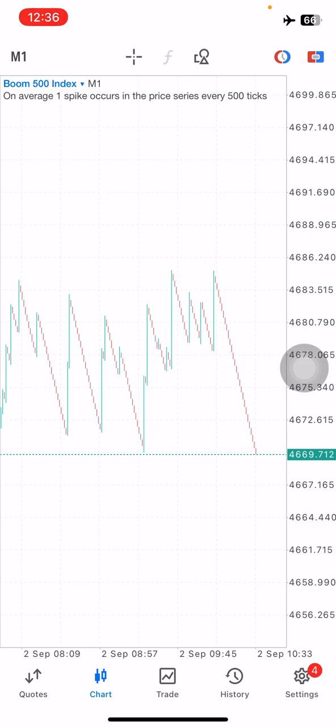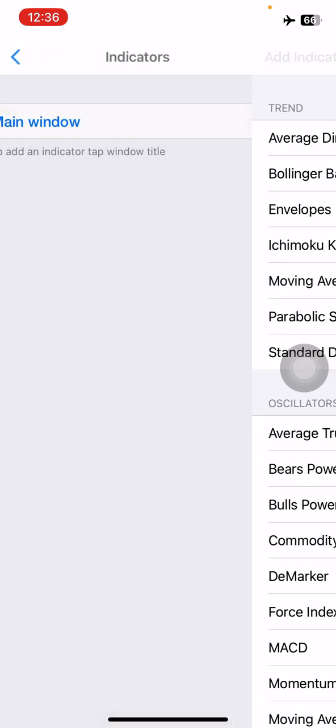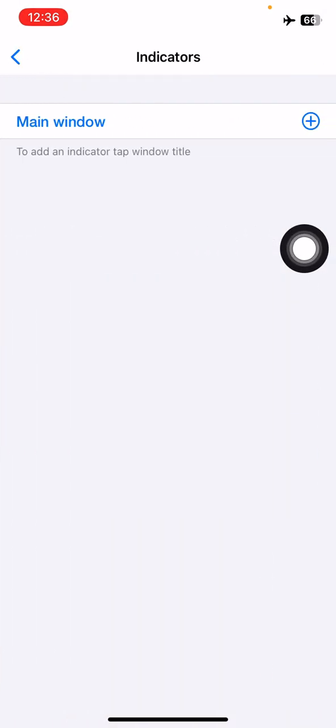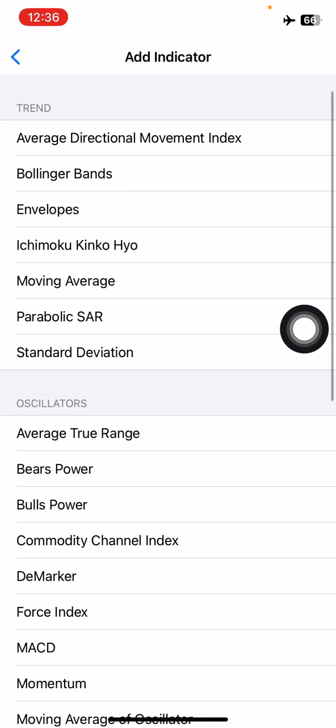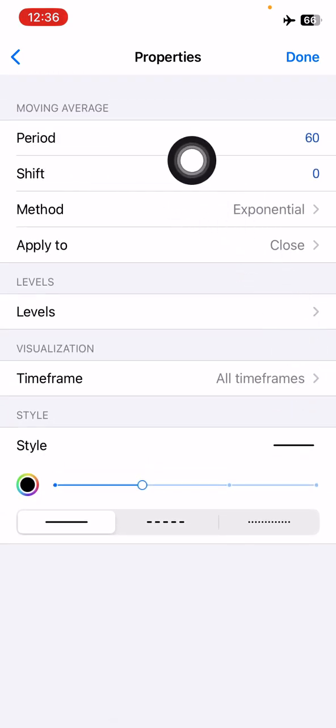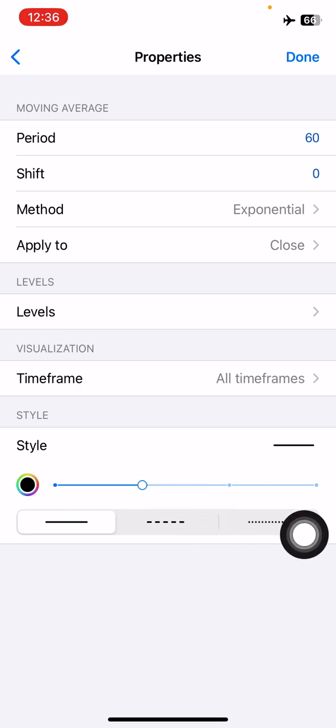So we're going to come to the indicator window. If you don't know where to find your indicators, you come here to the main window, click on the plus, and you come to moving average. We're going to have a moving average of 60 that will show us the overall trend direction of the market. It has a period of 60, shift of zero, method exponential, apply to close, and the levels are not important. The color here, I want you to make it black. Use the same colors I'm using, guys, so that you cannot be confused about how the strategy is working.